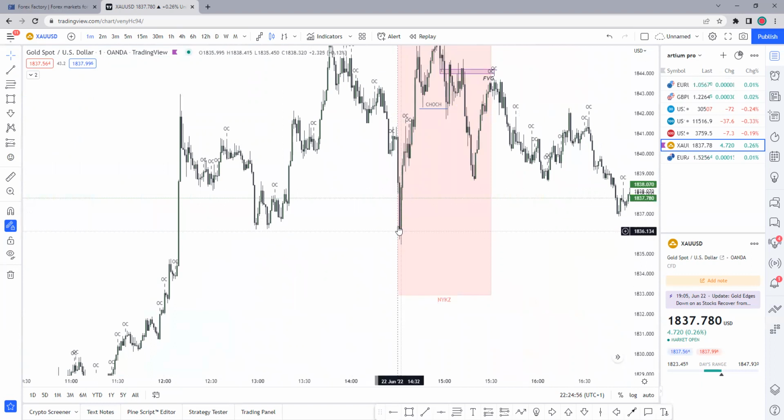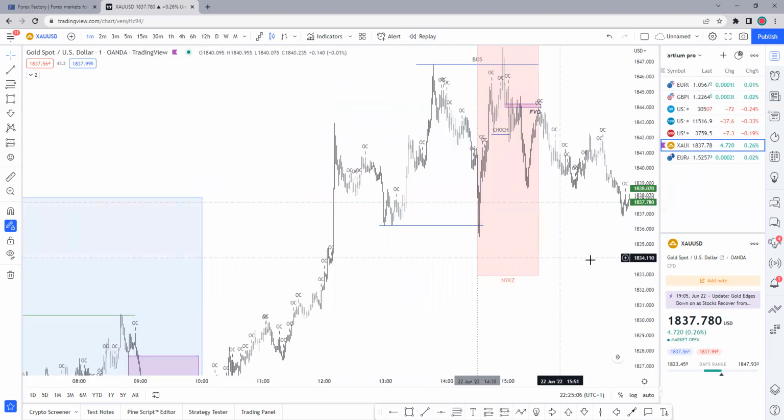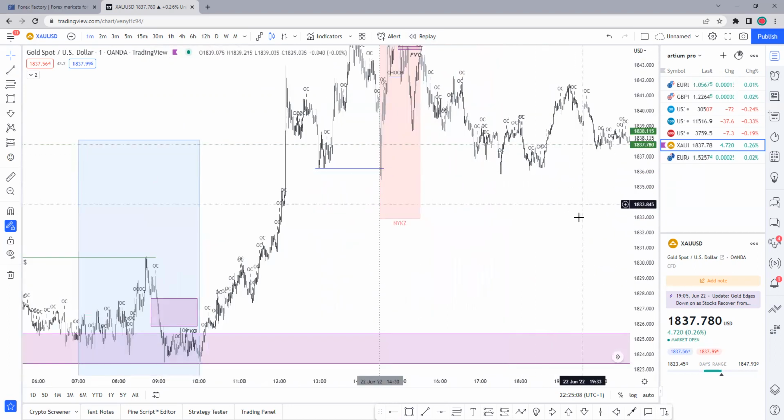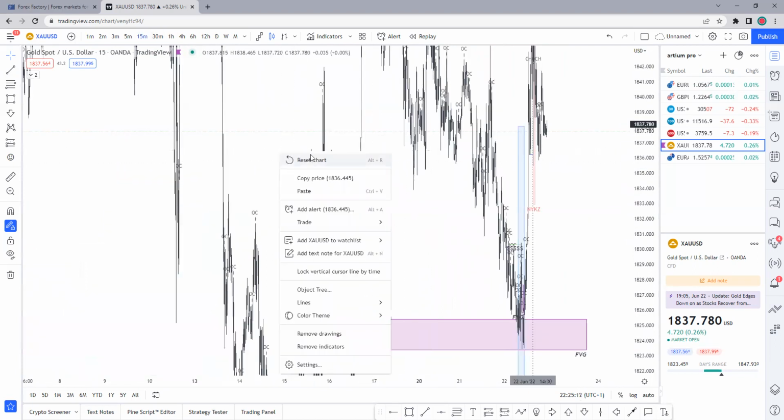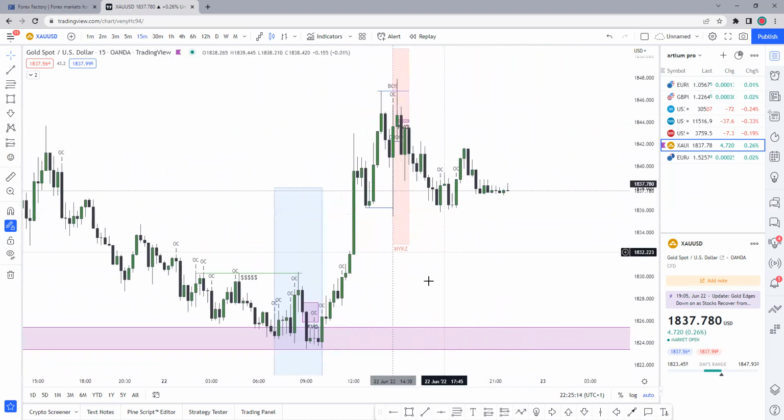And with this price showing a change of character here, it's taken out those equal lows and rejected and traded higher. But we'd be looking to target the lows again, because if we look on the 15-minute, we've got a fair value gap here.